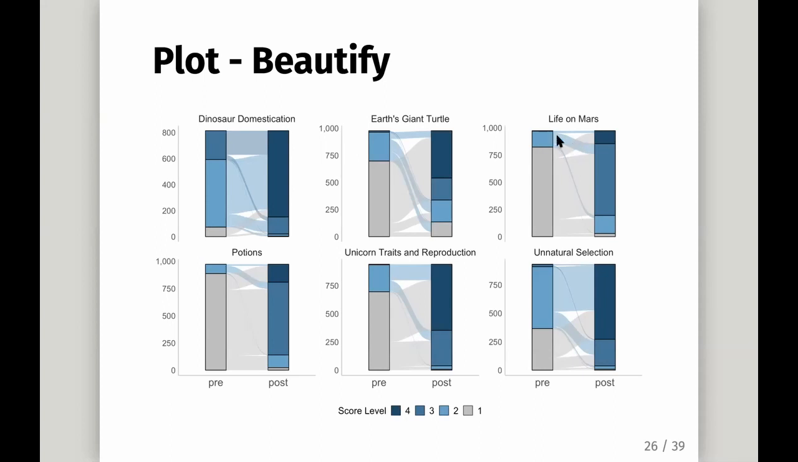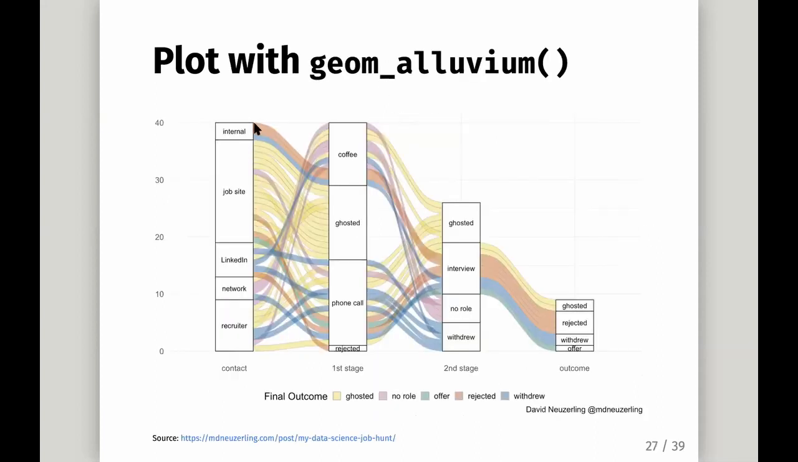So here, I was using the geom flow because we're just moving between two states, and we're just showing those flows. But now I want to show you a geom alluvium example where we're actually following an alluvium all the way across the graph. So this was made by David Neuserling. I really love this example, though. This was an example of his, for going through the process of finding a data science job. I think this is really interesting for us to see, all of us that have gone through that kind of brutal process. And I think it's also really wonderfully done for several reasons.